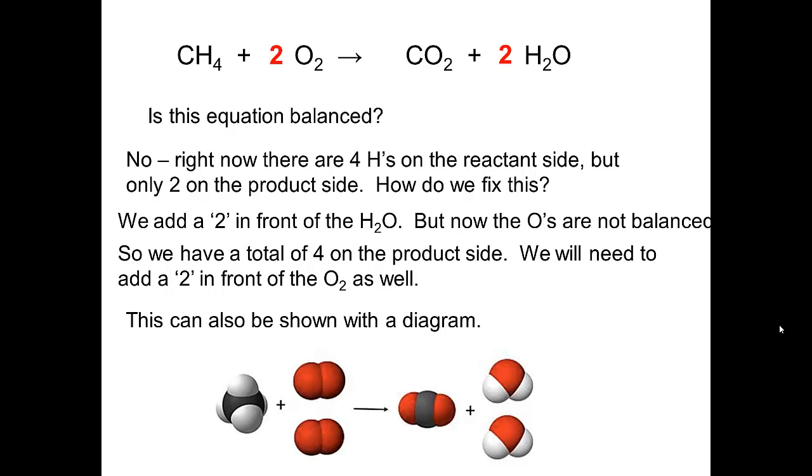You can also show this with the diagram. So here you'll see that they give you the CH4, which is the black circle with the 4 white ones attached, and then your 2 molecules of O2 with the red ones. And then you see how they change them up. They mix them back up into their new products. But you'll see there's still 1 black circle, 4 white circles, and then a total of 4 red circles as well.